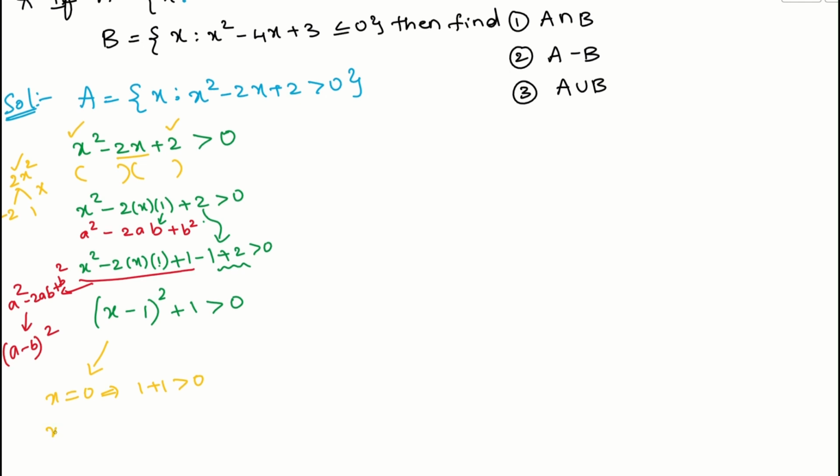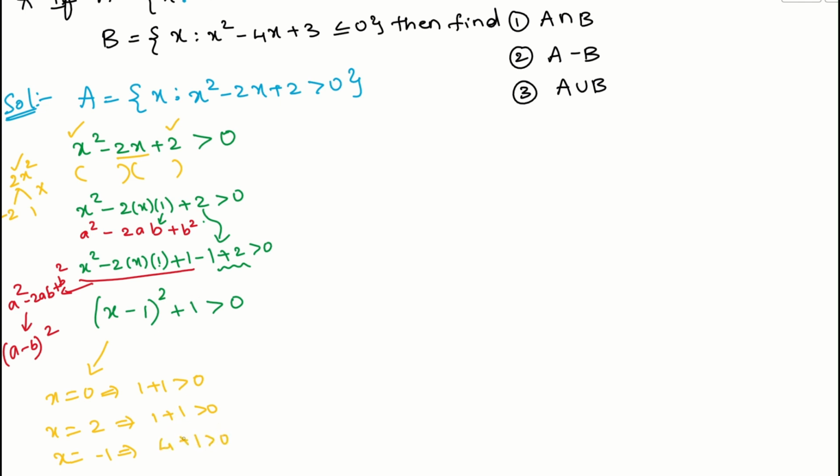So now let us consider any positive value. Let us take 2 here. If you want, you can take 100,000, 10,000, whatever you want, okay? Any simple value. So if I take 2 here, 2 minus 1 will be what? 1 whole square, 1 plus 1. Agree? So this is also greater than 0. If I take x is equal to negative 1, what will it be? Negative 1 means negative 2 the whole square, which is nothing but 4 plus 1, which is also greater than 0.